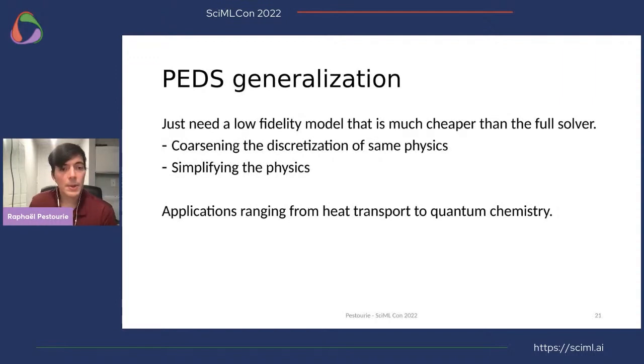Looping back on the motivation for PEDS, it can be applied to many different physics problems. A low-fidelity model is very easy to find. It can be, for example, a model that is reducing the resolution. It can be a model that is simplifying the physics, for example, removing a nonlinear term in the PDE. And you can apply this PEDS strategy to many physics problems. We're currently looking into 3D Maxwell surrogates and surrogates for the Boltzmann transport equation.